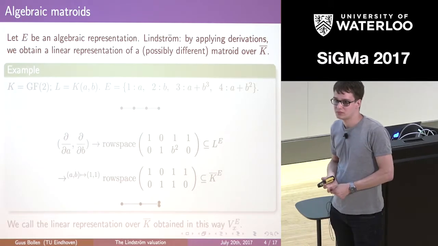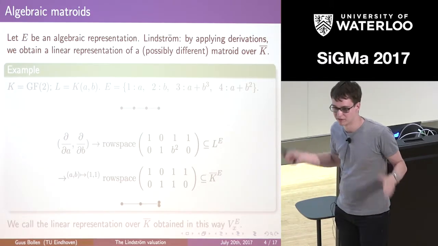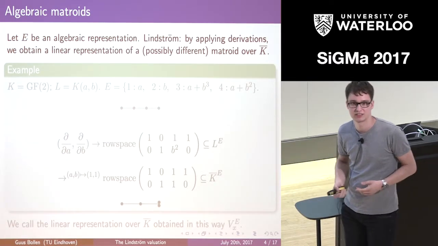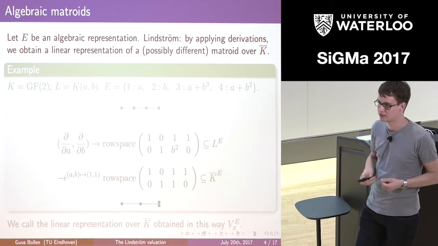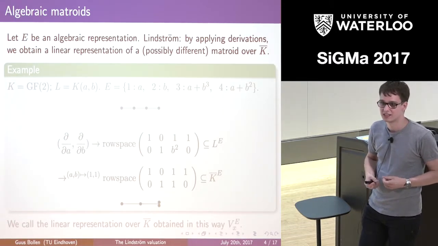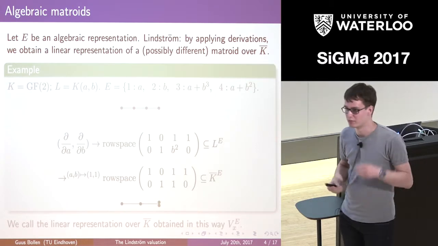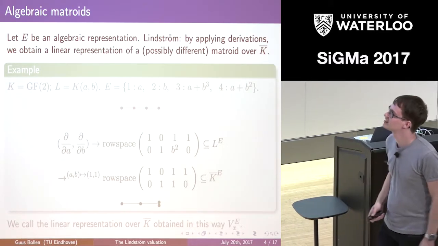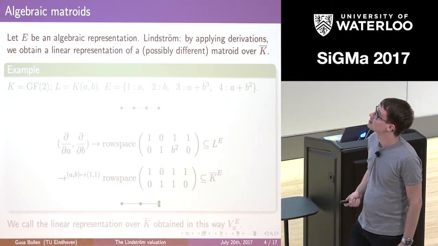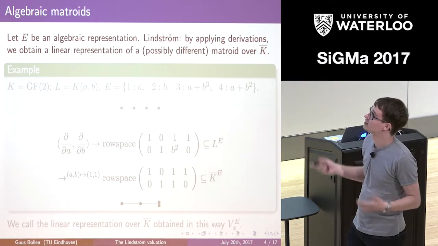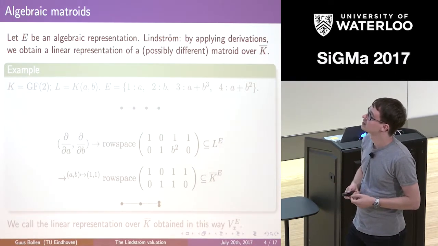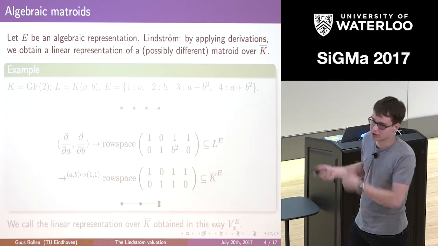So we can simplify an algebraic matroid, or at least an algebraic representation of a matroid. And by simplify, I mean we make it a linear matroid. So how do we do that? We apply derivations, and then we get a simpler linear matroid.